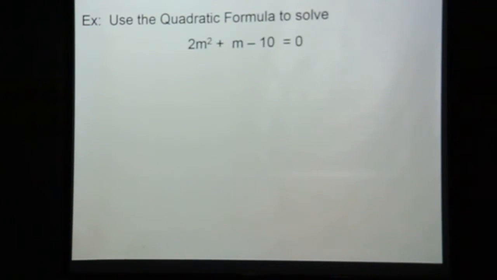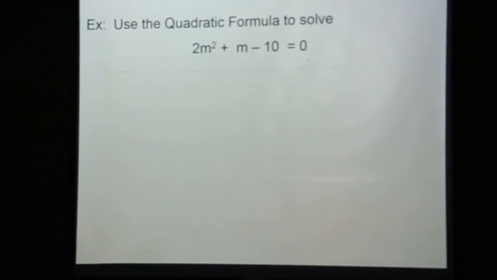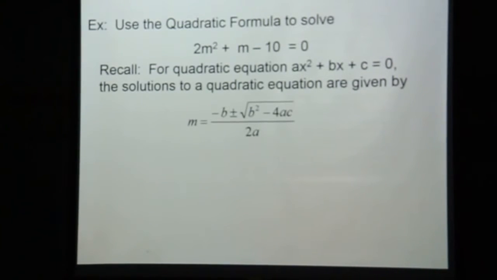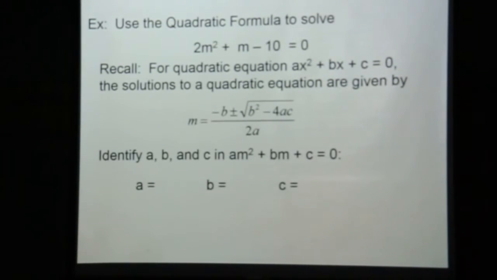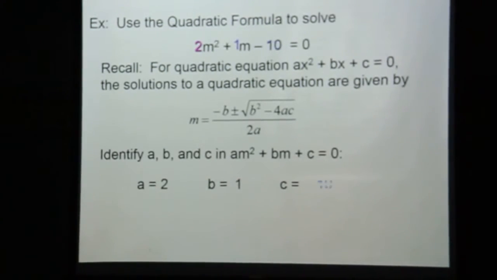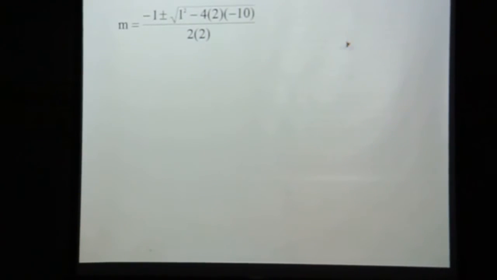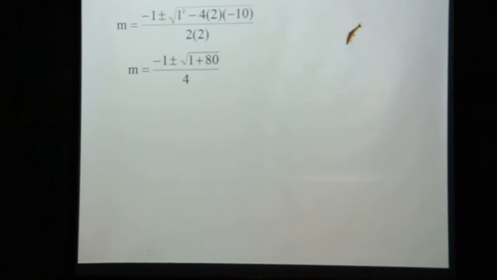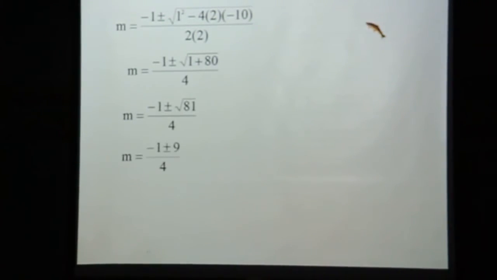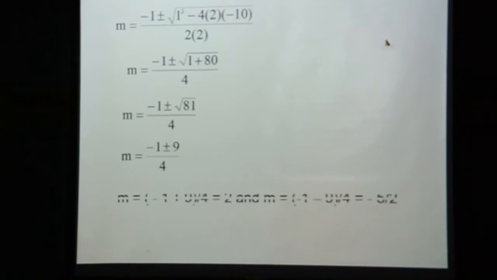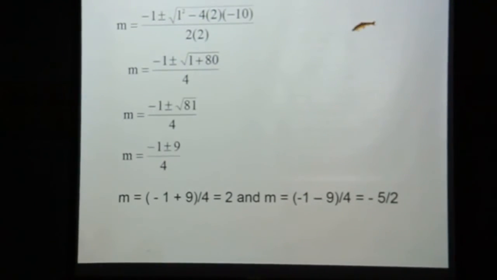So again, using the quadratic formula to solve, we've got a is 2, b is 1, and c is negative 10. Right? 2, 1, and negative 10, and then we plug those into the quadratic formula. And then we solve, right? And we get negative 1 plus or minus 9 over 4. And our two answers are 2 and negative 5 halves.